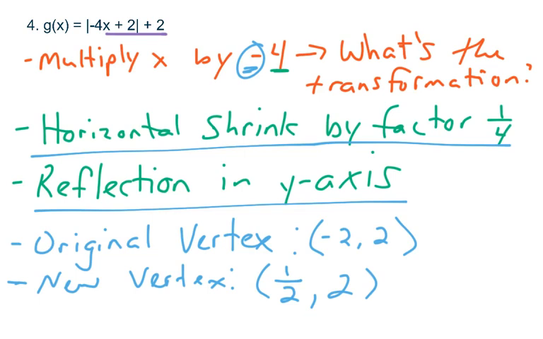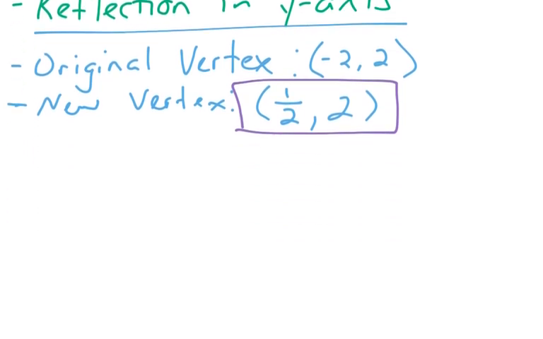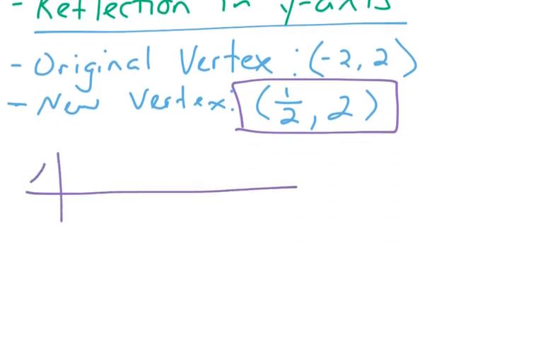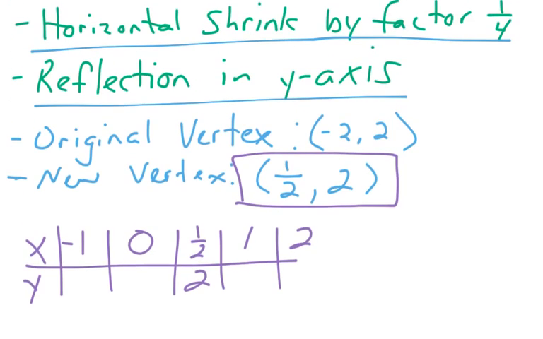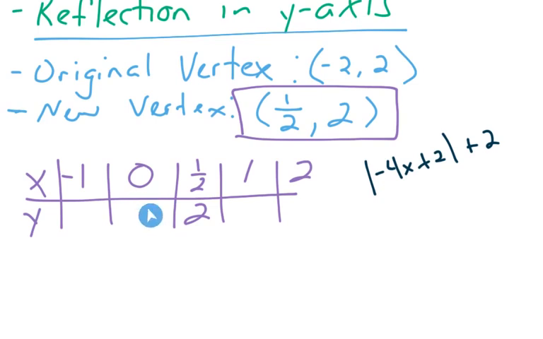Now, once I've identified this vertex, let's go ahead and make our xy table. We're going to have 1/2, 2 here, and I'm just going to choose whole numbers: 1, 2, 0, negative 1. We can put these x values back into our original function. Our original function was the absolute value of negative 4x plus 2, plus 2. So we'll start with 0. Negative 4 times 0 is 0. 0 plus 2 is 2. The absolute value of 2 is 2, and then 2 plus 2 is 4. There's a lot of 2's there.